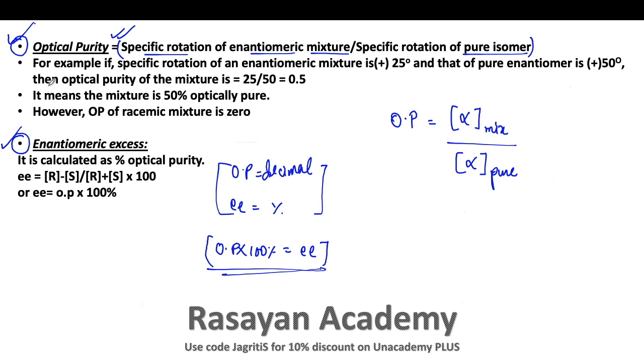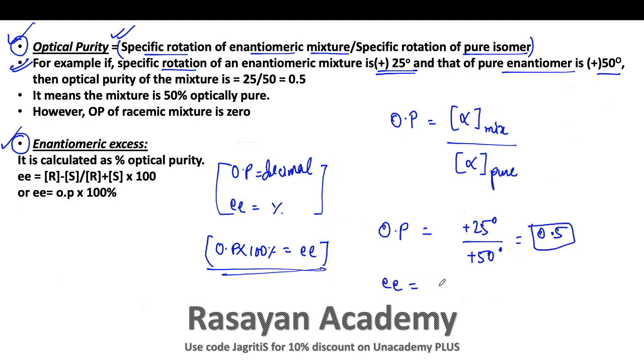Okay, so look, for example, if the specific rotation of an enantiomeric mixture is given to be plus 25 degrees, and that of the pure enantiomer is plus 50, you're just going to write plus 50 degrees over here. Then what is the optical purity? It is going to be 0.5. This is your decimal value. And what is the enantiomeric excess? It is 50%, coming from here. This is your enantiomeric excess.